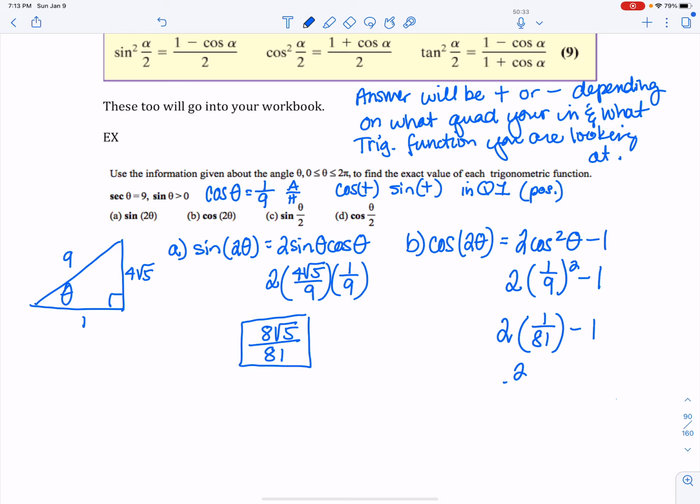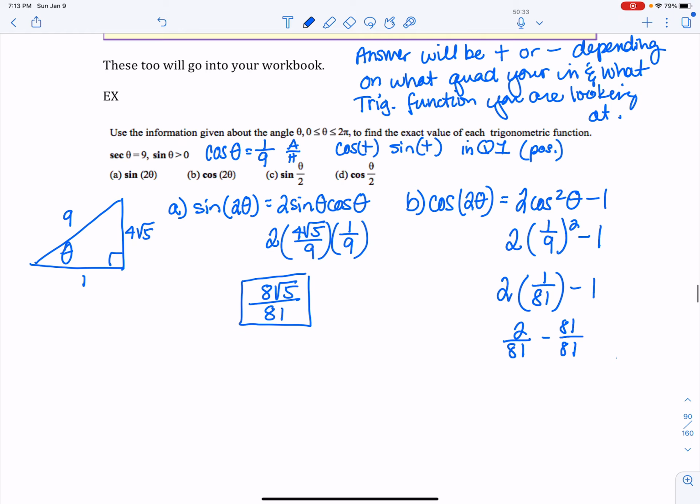So this becomes 2 over 81 minus 81 over 81 when I find a common denominator. And then if I take 2 minus 81, I get negative 79 over 81. And that can't be reduced down. So that's my answer for part B.